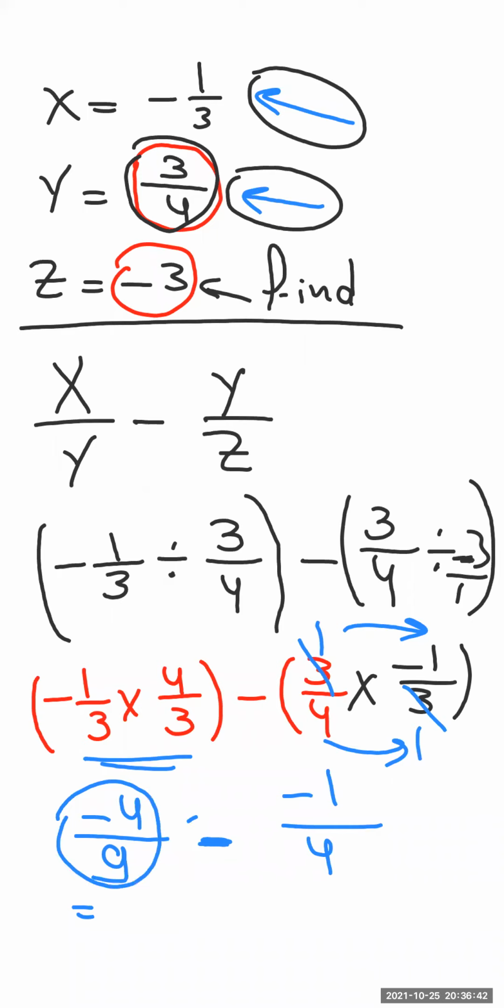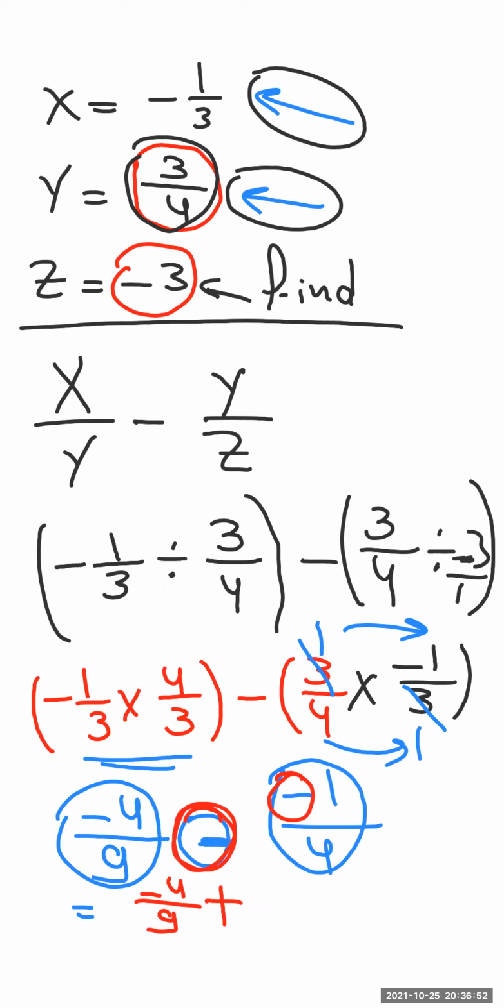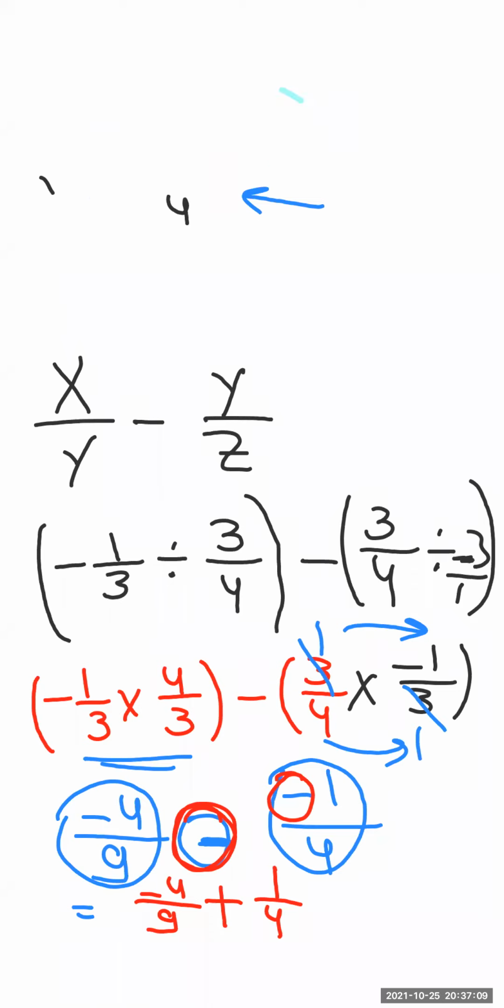-4 over 9 minus -1 over 4. Take care. Minus negative, so -4 over 9 plus 1 over 4, correct? Because negative means positive, correct, guys? Yes. So now what will be the next step? I'm going to clear the part on the top here so that you can continue. So now we said that it will equal -4 over 9 plus 1 over 4.